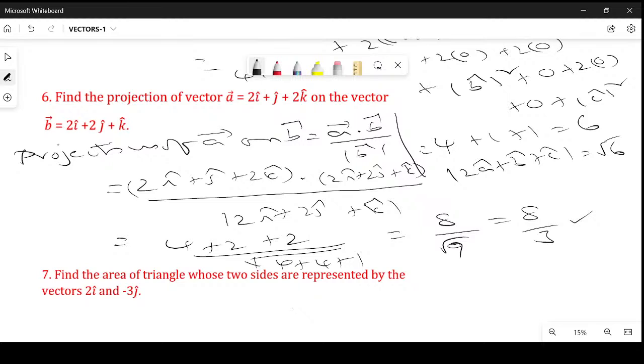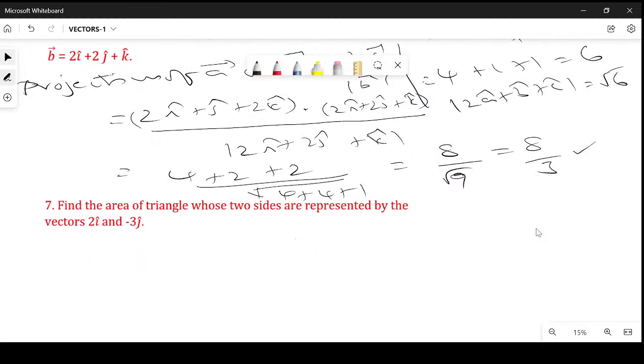Projection of A bar on B bar means A bar dot B bar by mod B bar. You should remember that. Don't confuse here. A bar dot B bar by mod B bar. This is the projection of this one. Okay, right.